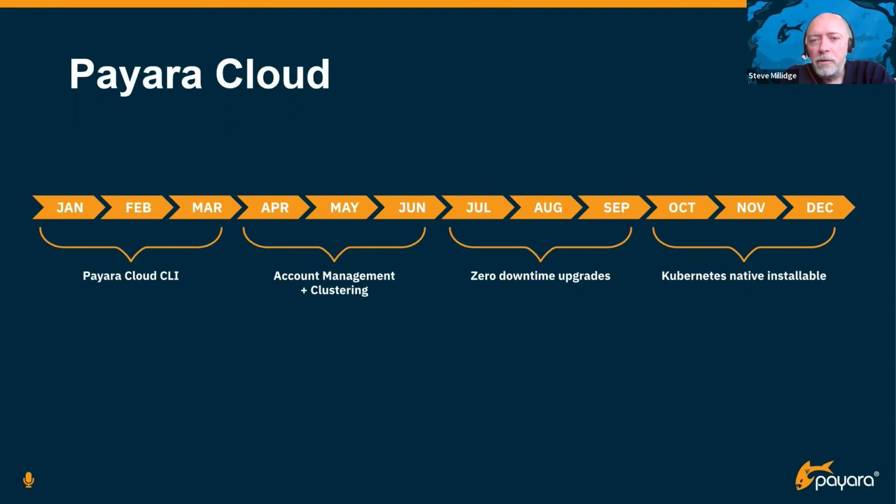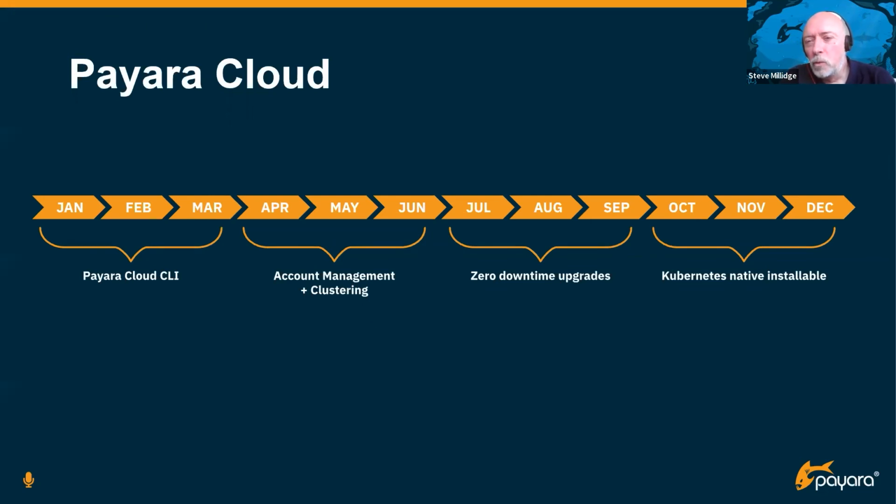Then Q3, we're looking at zero downtime upgrades of applications. Currently, when you update an application, there'll be a delay as the application is redeployed. Similar to Payara, this will be rolling upgrades, red-green deployments, those sort of things. That is planned in Q3.